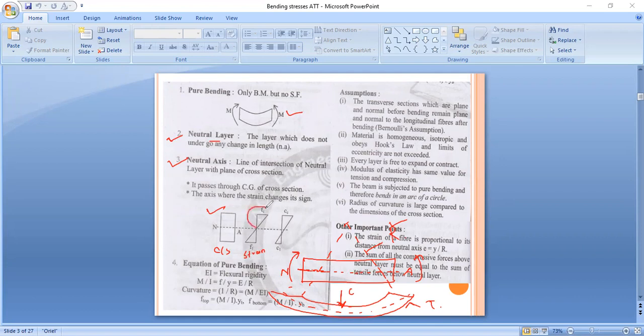Now see here, strain or stress in that particular part is compressive, and below the neutral axis it is tensile. So compressive strain is positive and tensile strain is negative. So the axis where the strain changes its sign is the neutral axis. So above the neutral axis the sign is compressive or negative, and below the neutral axis the sign is positive. Just remember that at the neutral axis, the sign of strain changes.